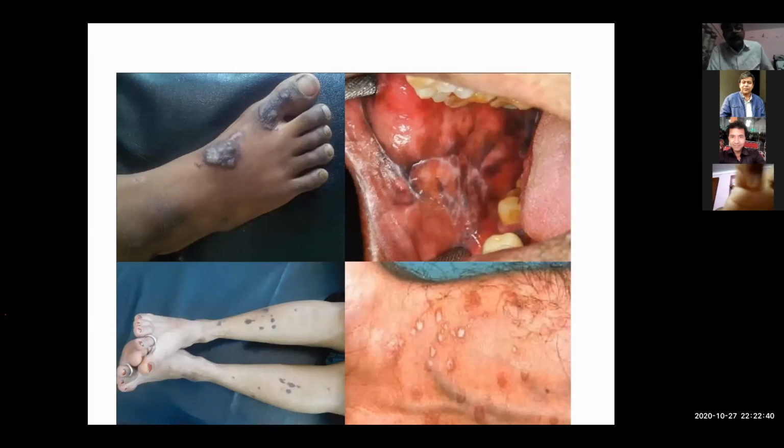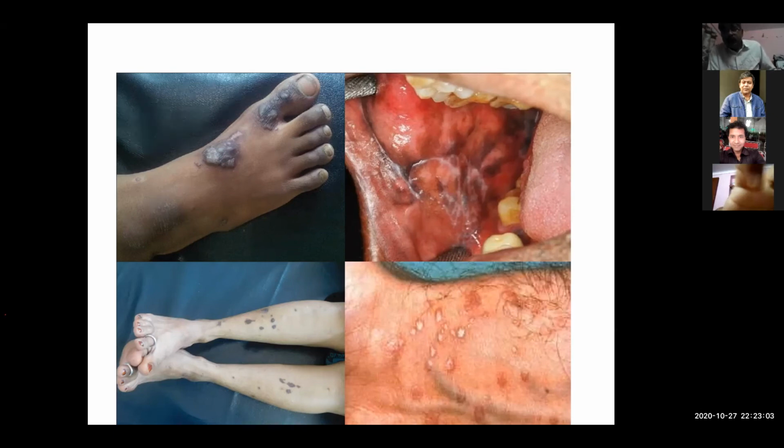Some photographs of lichen planus. The top left, again, this is a hypertrophic variety of lichen planus. You can find the raised, blackish violaceous color. In Indian skin, purplish is difficult to appreciate; it is the blackish part. Again, the lower left, if you focus on it, you will find blackish plaques on the extensor surface here.